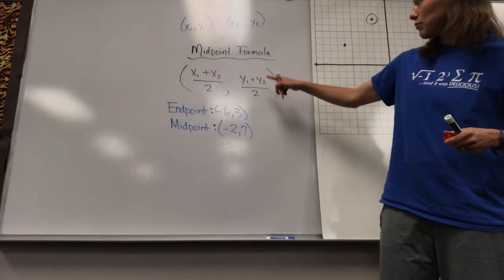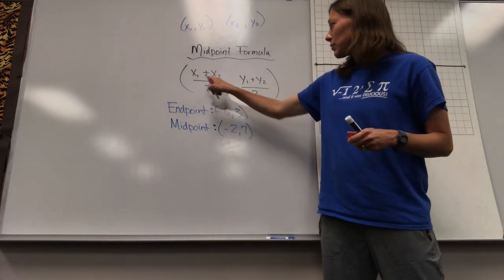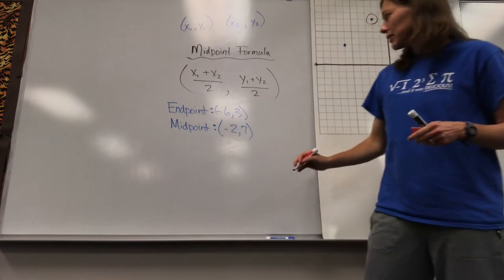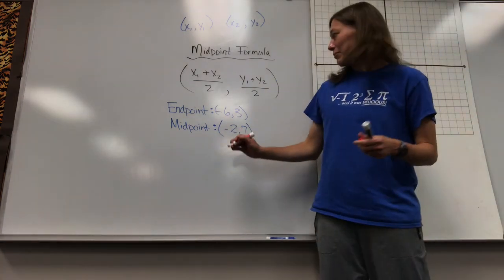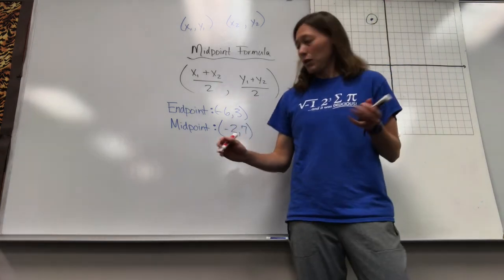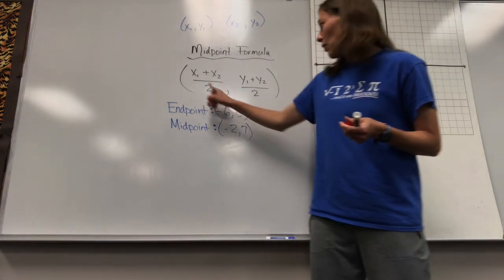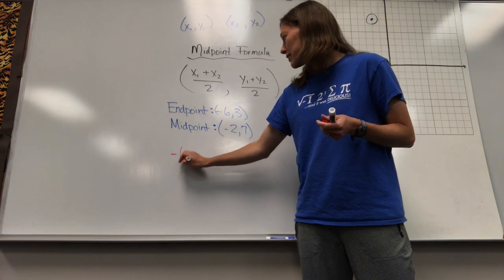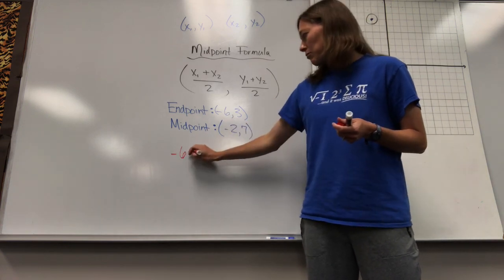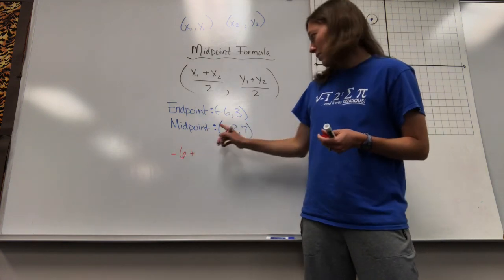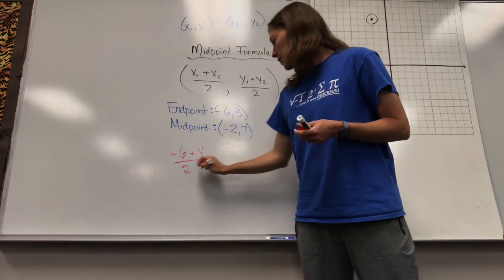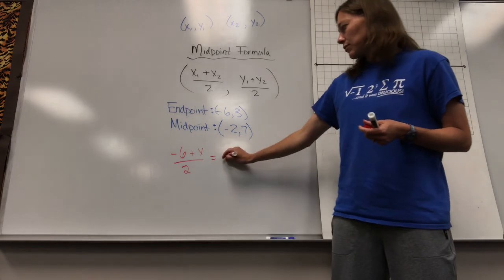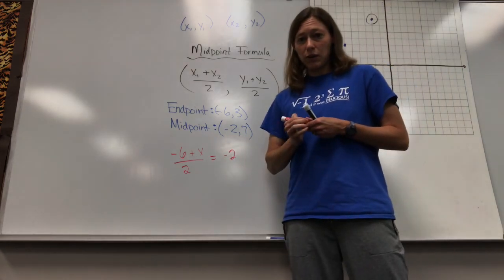Okay, so I can use this formula, x1 plus x2 divided by 2, okay, equals the midpoint. So then I would have to go with each one. So for the x coordinate, I'm going to go -6, that's my endpoint, plus we don't know what the other endpoint is, so plus x divided by 2 is equal to that -2. And that would be our x coordinate.